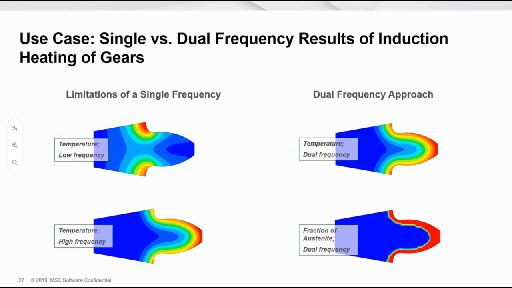Our use case for this is, of course, we did use a gear tooth and the tip of the gear. So on the left here, you can see the limitations of single frequency for both low frequency and high frequency. We're getting either the root or the tip of the gear heated. But what we really want is a uniform scenario. So by introducing the dual frequency, we're getting this more uniform heat pattern, and that helps with the phase transformation that we're going to see to be more uniform as well.